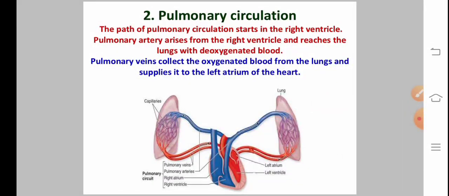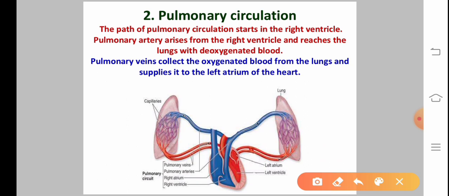Second one is pulmonary circulation. The path of pulmonary circulation starts in the right ventricle. Pulmonary artery arises from the right ventricle and reaches the lungs with deoxygenated blood.